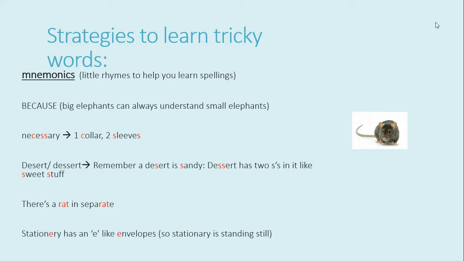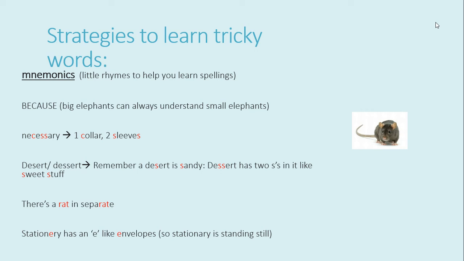So we've talked a bit about plurals and we've talked about some hints and tips that can help you with your spelling. But what do we do about those words we just don't know? And we've all got words that we don't know and that we all struggle to spell. There are a couple of different things that we could do. Sometimes you might come up with little rhymes or sayings that help you to learn spellings. We do call these mnemonics.